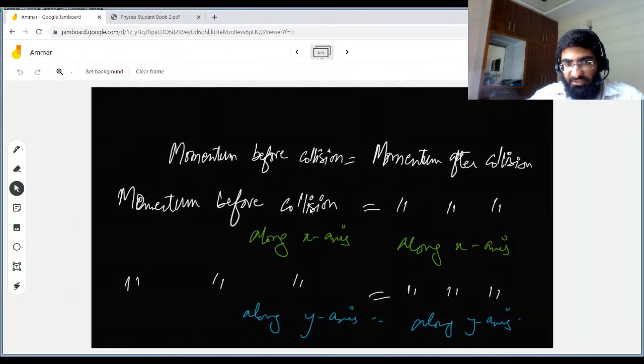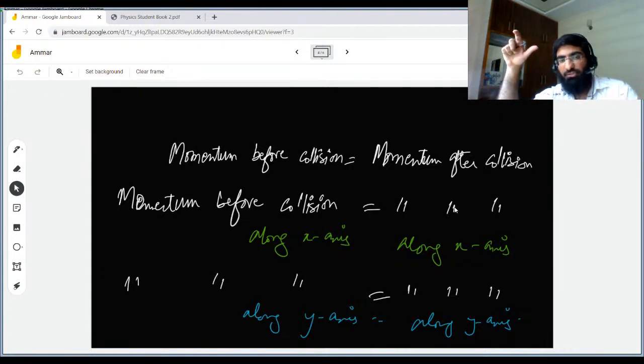In any case, this is the statement that you have to remember. This is the key statement, and we'll be referring back to this again and again. Total momentum of all the bodies along the x-axis before collision equals the total momentum of all the bodies after collision along the x-axis.